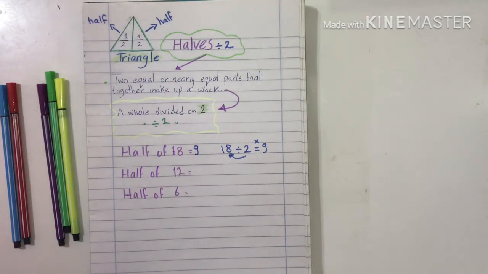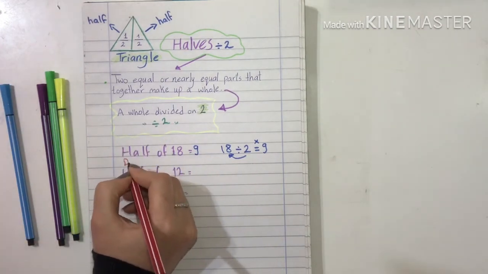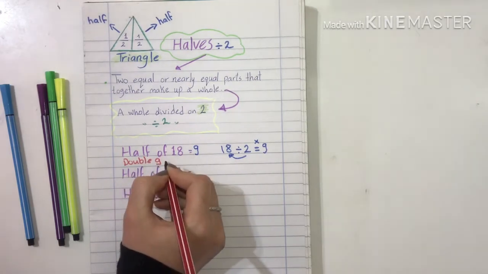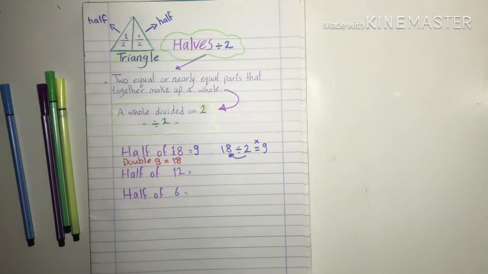It means that double 9 is 18. So it's the same thing. Half of 18 is 9 and double 9 is 18.